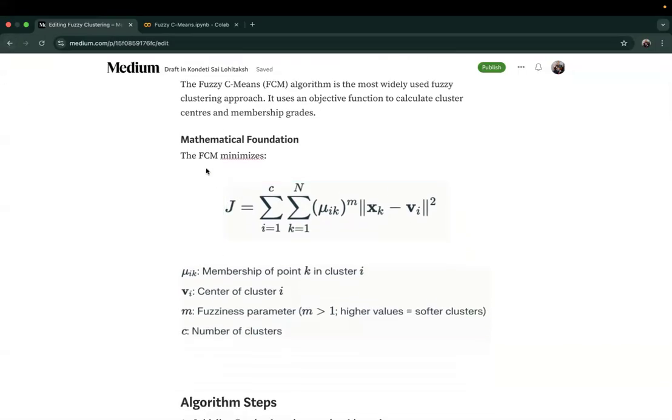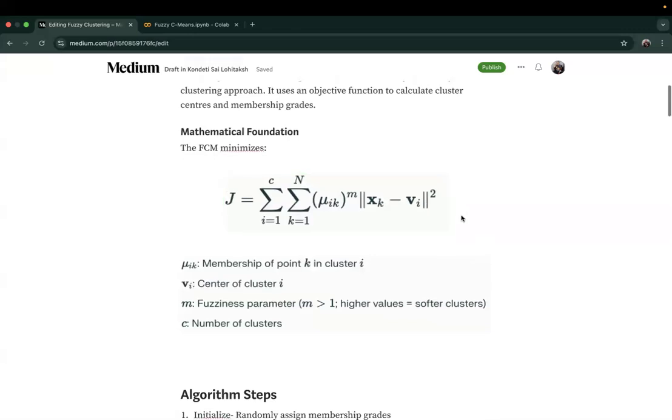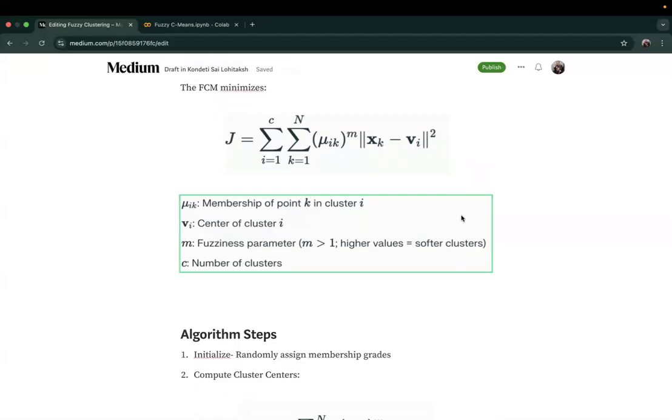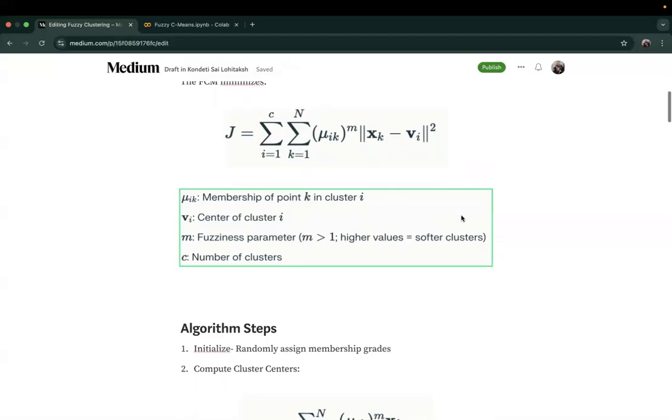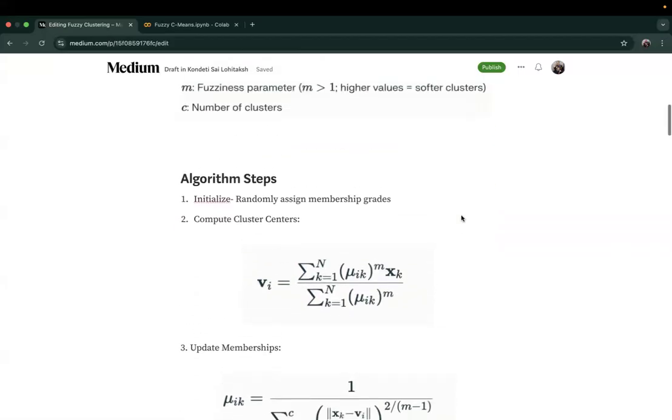In the mathematical foundation, FCM minimizes J equals the summation of i equals 1 to c, k equals 1 to n, mu_ik to the power m, times the distance between x_k minus v_i, whole squared, where mu_ik is the membership of point k in a particular cluster i, v_i is the center of cluster i, and m is the fuzziness parameter. m is greater than 1, but most usually we take it as 2, and c is the number of clusters.